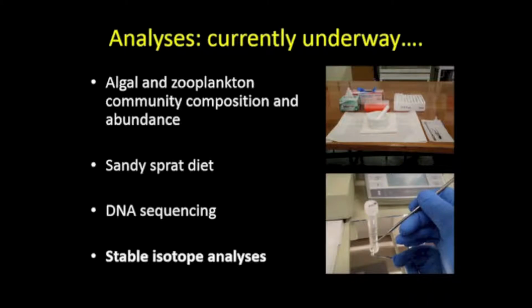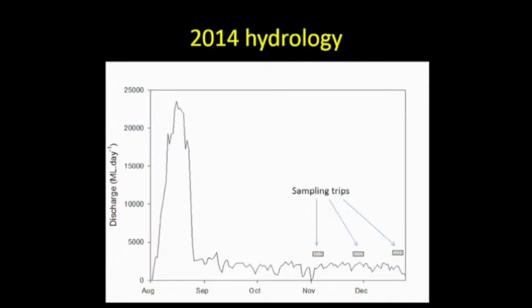So as I said, a range of analyses are still underway, and they include some of the traditional laboratory work we're doing: algal and zooplankton community composition and abundance counts, the sprat diet work and the DNA sequencing. All of this is still underway. However, we recently got the stable isotope analyses back for the isotopic signatures of our fish muscle tissue, and it's hot off the press, so I'll quickly go through that now.